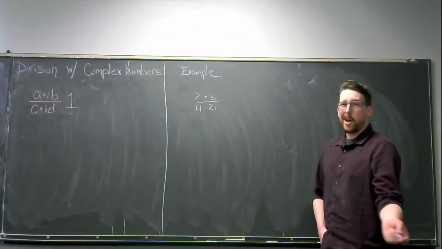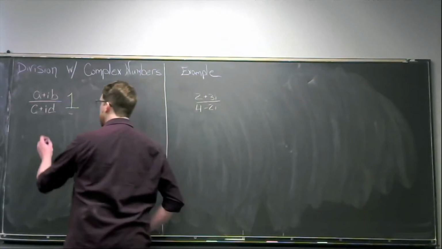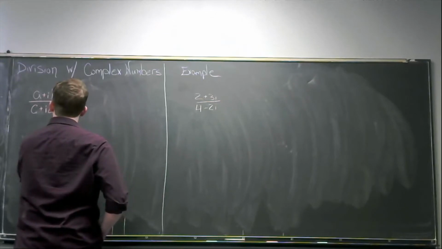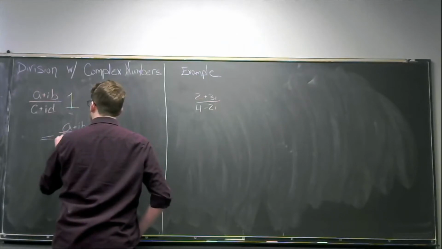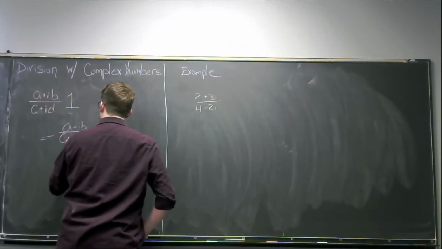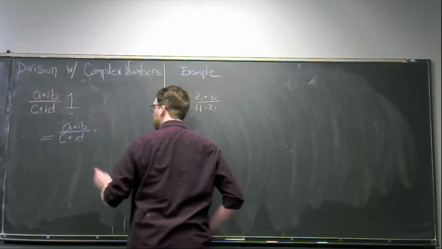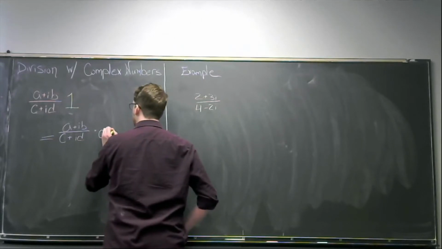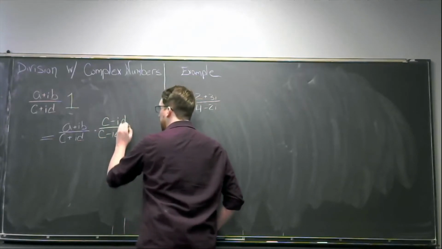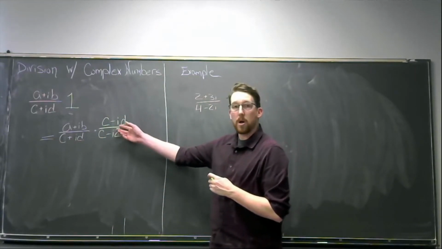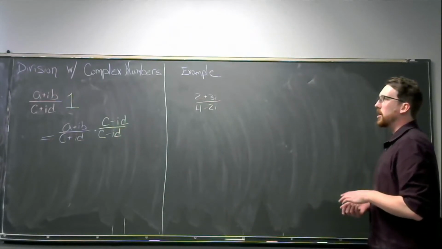Well, I can rewrite that 1 however I want, right? If I decided to, I could rewrite it as a plus ib over c plus id times c minus id divided by c minus id. That's still 1, right? Haven't changed anything. All I've done is rewrite our 1.